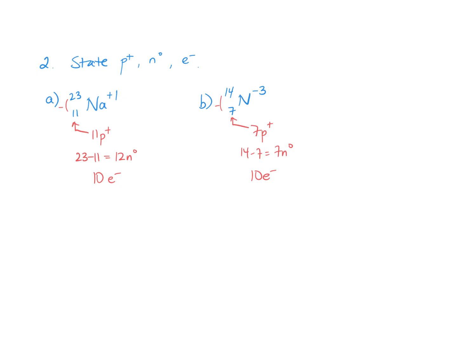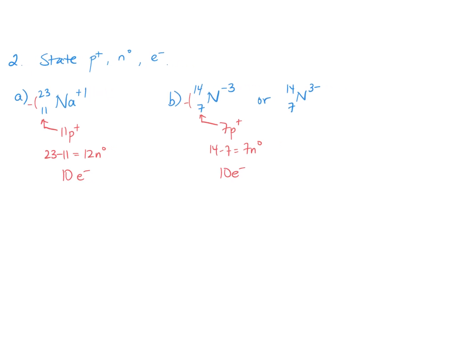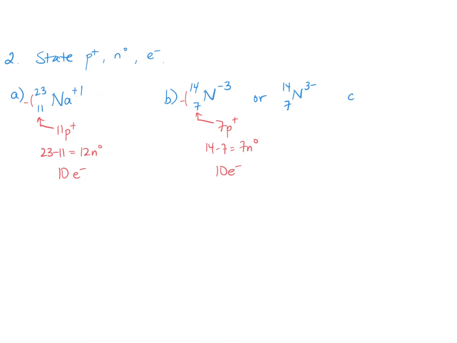Now, just to let you know, it's totally fine, and you will see this, for this charge to be written with 3 negative like that. Whether you write it -3 or 3 negative, I'm okay with either of those. Okay, I'll give you one more here to try. You can try this ion, and again, I'm looking for you to come up with the number of protons, neutrons, and electrons. So give this question a shot, pause the video, and then you can turn it back on to see how you did.